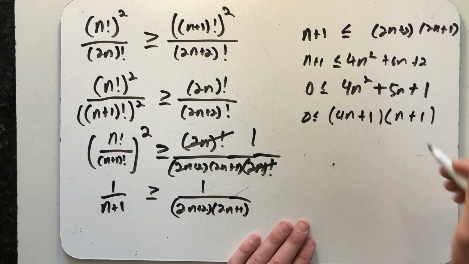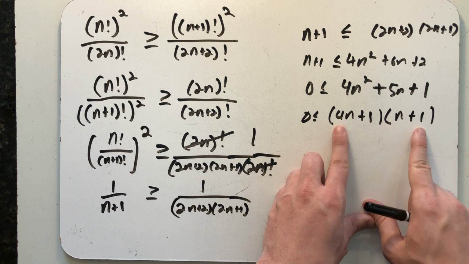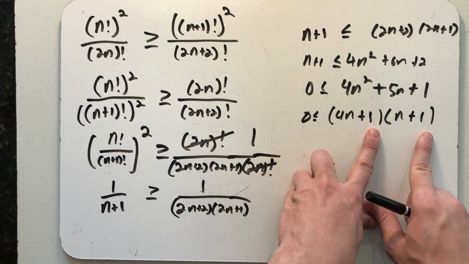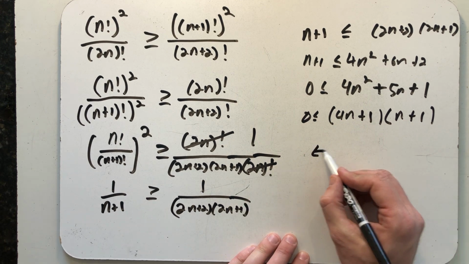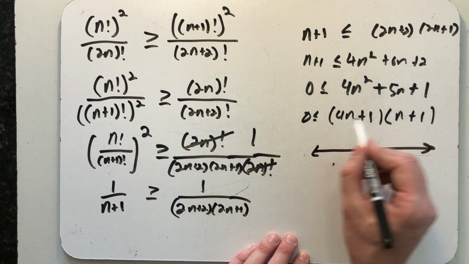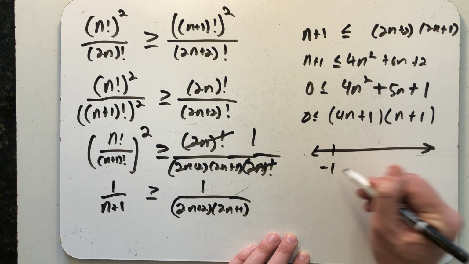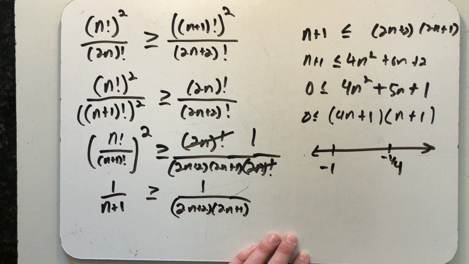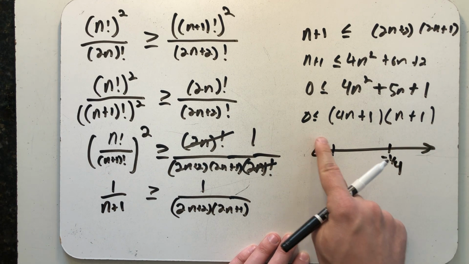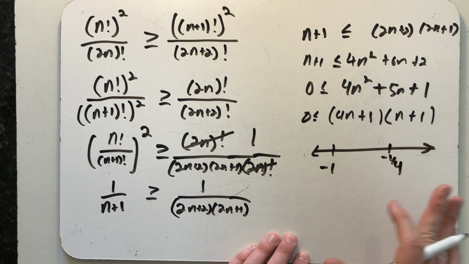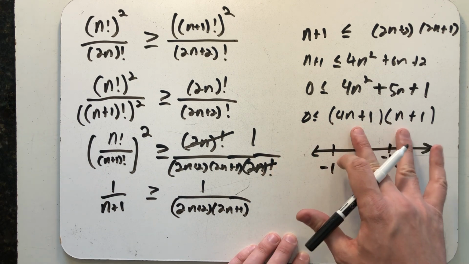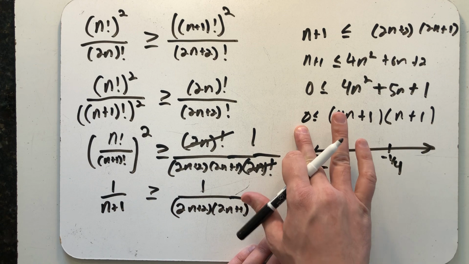And I think this works. So 4n squared, 4n and 1n make 5n. This works. This side is equal to 0 clearly at -1 and -1/4. And so now I can go through and pick some test points to see what values of n make this side greater than or equal to 0.